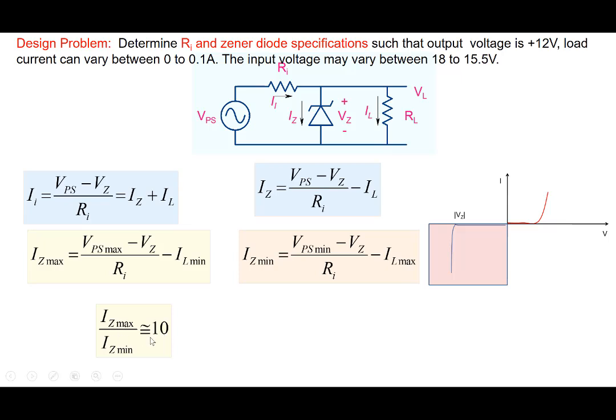And if we do that, that would make sure that Iz min is positive here, and therefore we are away from this particular knee region. And Iz max also will not be very, very large compared to this. So if we use this Iz max by Iz min ratio as 10 here, then from this particular equation, we can derive a value of Ri here.